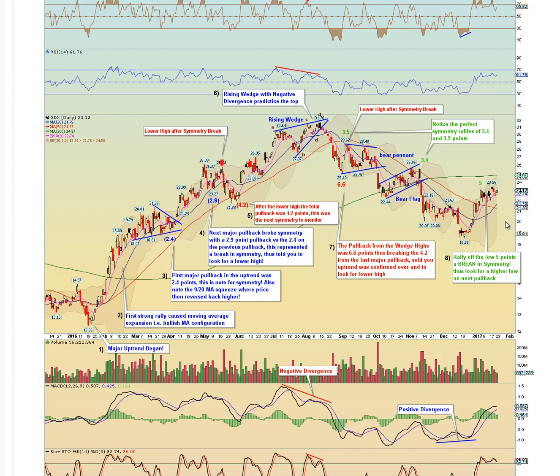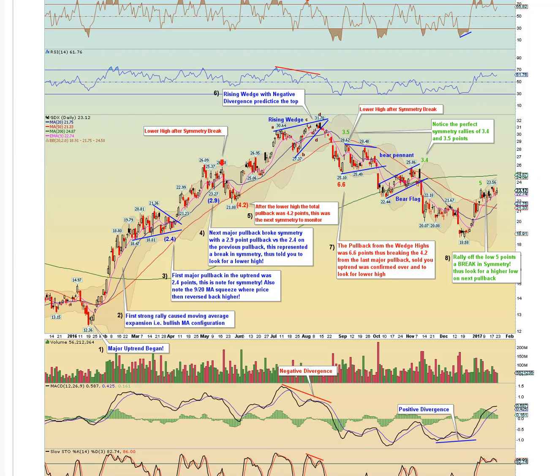I've taken my profits. I'm looking to buy the next good pullback. And I have a high degree of confidence because I see the symmetry break. So even though the symmetry break doesn't tell me how far GDX is going to pull back or when, it tells me that it's going to form a higher low. And that gives me good confidence to look for a trigger.